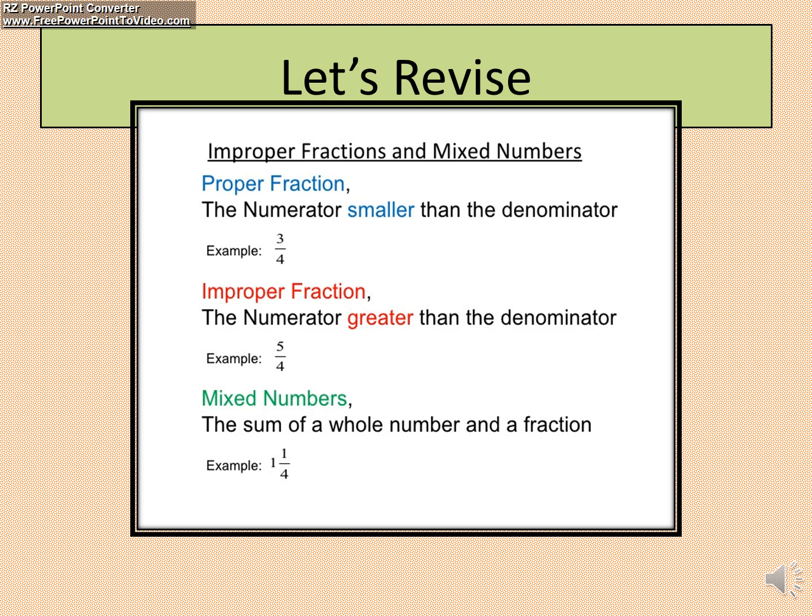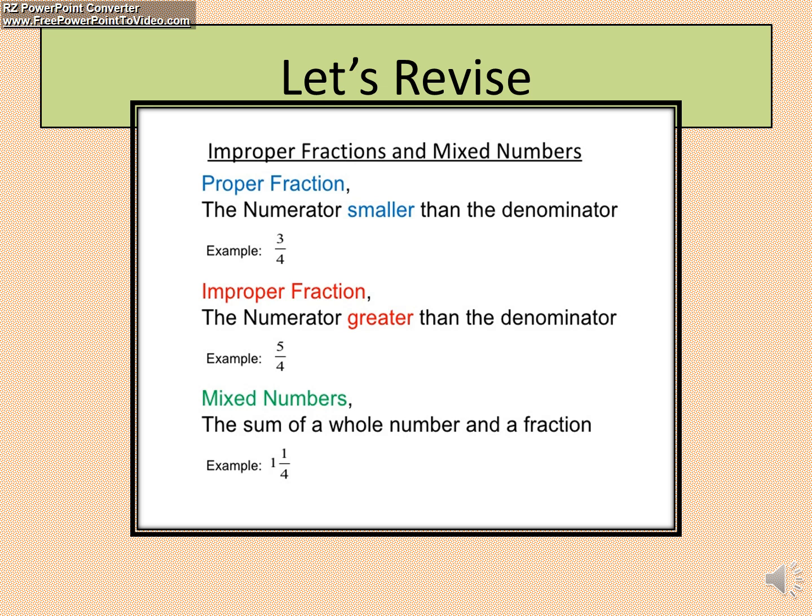Then mixed number, the sum of a whole number and a fraction. In a mixed number we have one whole number and one fraction. उन दोनों का sum, the sum of a whole number and a fraction is called a mixed number. So what are the three types of fraction we have studied? Proper fraction, where the numerator is smaller than the denominator. Improper fraction, where the numerator is greater than the denominator. And the mixed number is the sum of a whole number and a fraction.